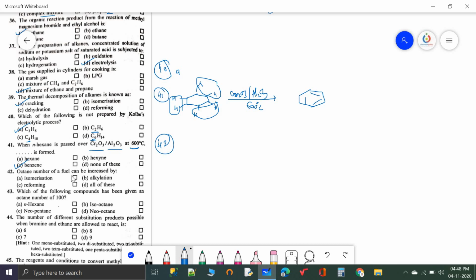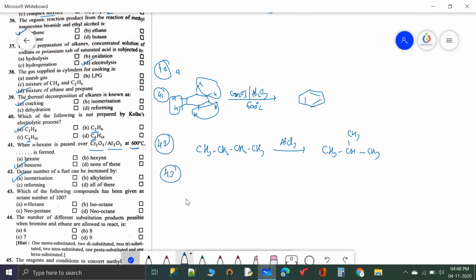42. Octane number of a fuel can be increased by isomerization. Isomerization means you take the normal straight chain alkanes and subject them to AlCl3. This reaction we have discussed already in the reaction mechanism. So when AlCl3 is added, we get branched chain alkanes. When branched chain alkanes are used, they act as anti-knocking agents and they increase the quality of the petrol. So isomerization is the correct option.